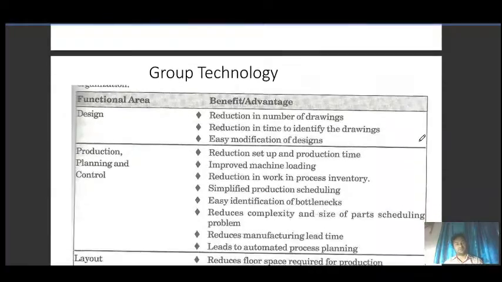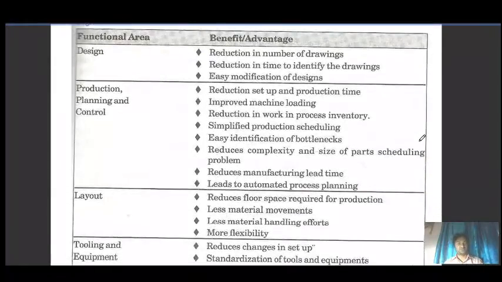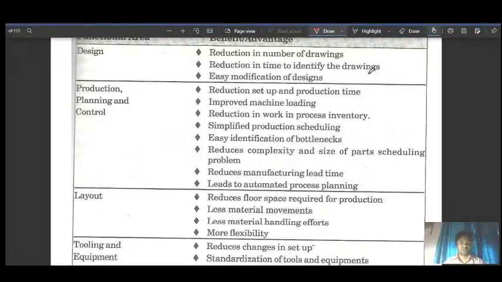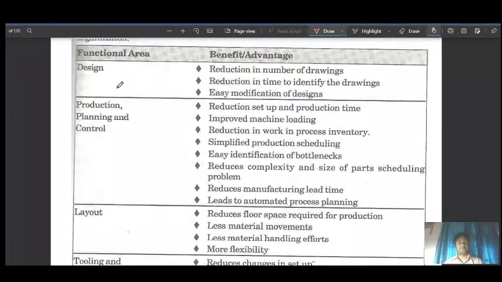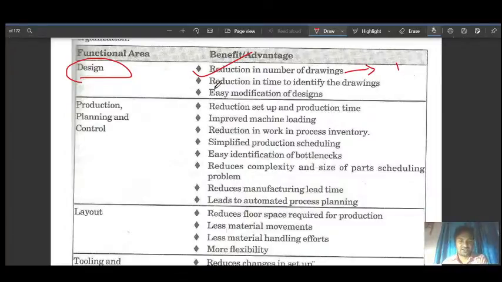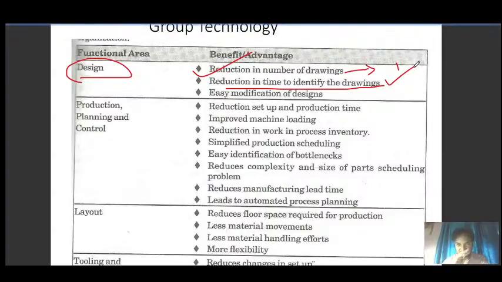Now let's talk about, so we will talk more for 1 minute here. Functional area. When we consider design as our attribute, what advantage do we get in group technology: reduction in number of drawings, because obviously from one drawing we can quickly shift to another drawing by some modification. Reduction in time to identify the drawings. Obviously part drawings are already coded, so you can directly identify them and modify easily.